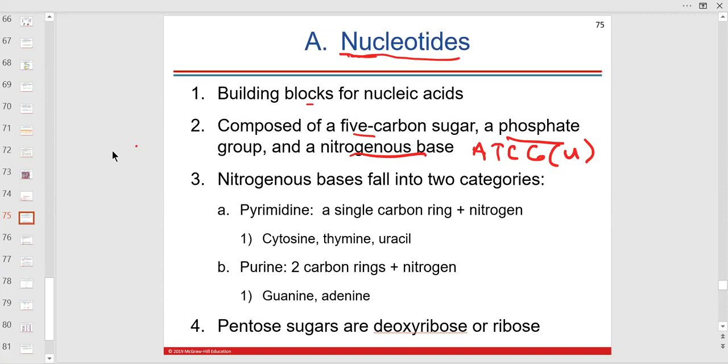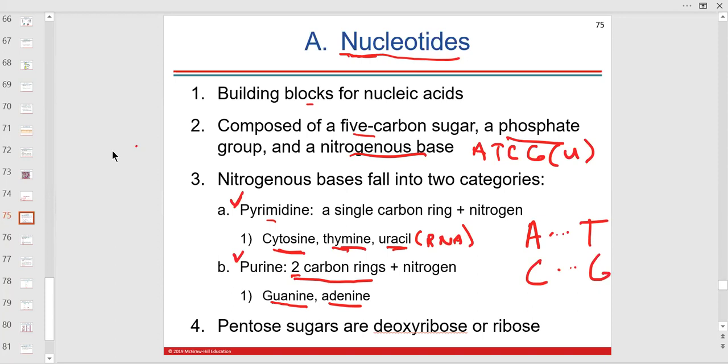So you have a single carbon ring and nitrogen, like these are the smaller ones, because the purines are a little bit larger. They have two rings. Pyrimidines are your cytosine, thymine, and uracil. And uracil is in RNA, replacing thymine from DNA. The larger ones are guanine and adenine. That's how they actually hydrogen bond, A to T, C to G. Remember that. That's why I say it that way. So you see the purine here binding with a pyrimidine. And remember, in RNA, the uracil will replace the thymine.